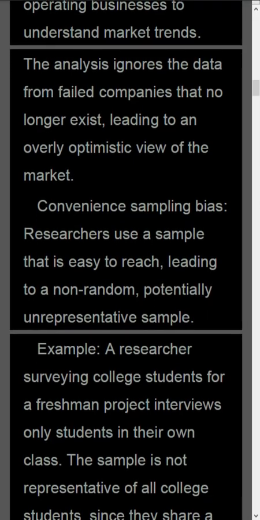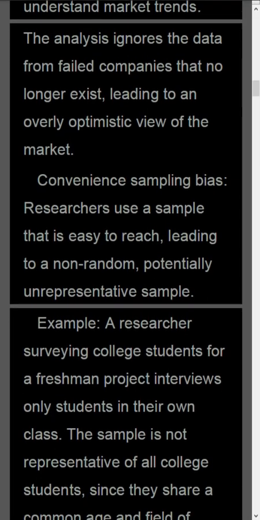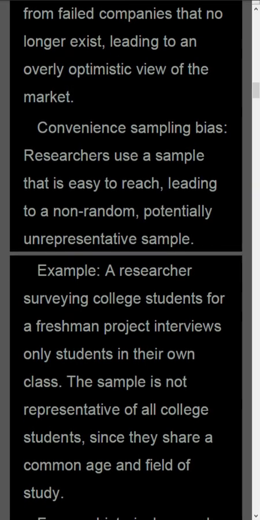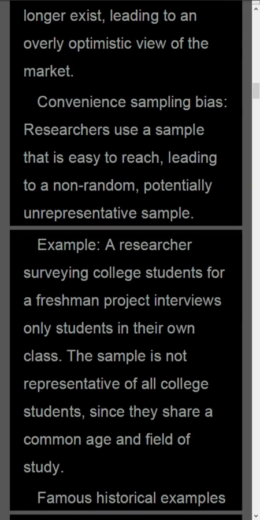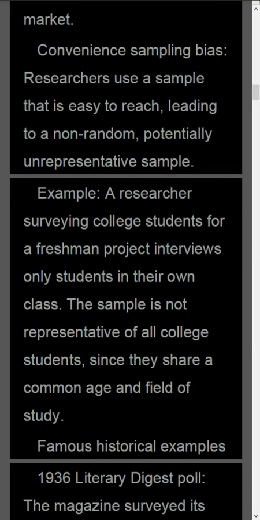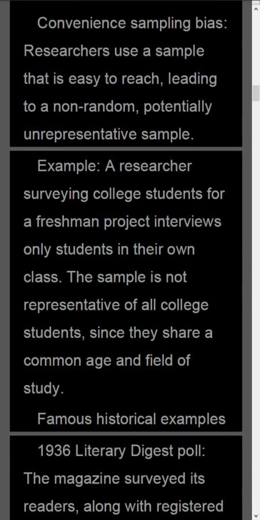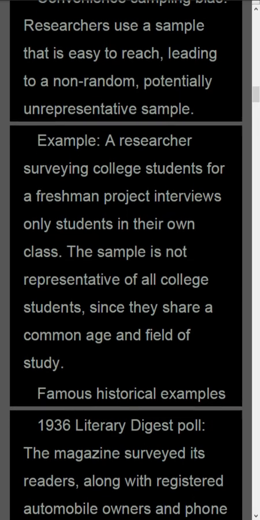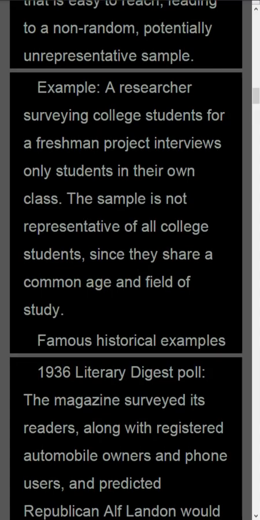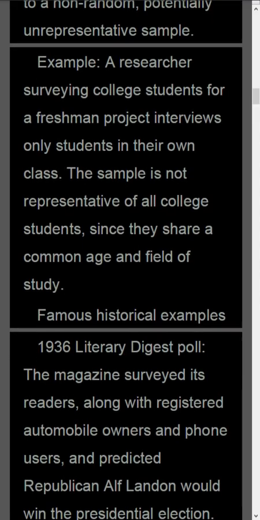Convenience sampling bias. Researchers use a sample that is easy to reach, leading to a non-random, potentially unrepresentative sample. Example. A researcher surveying college students for a freshman project interviews only students in their own class. The sample is not representative of all college students, since they share a common age and field of study.